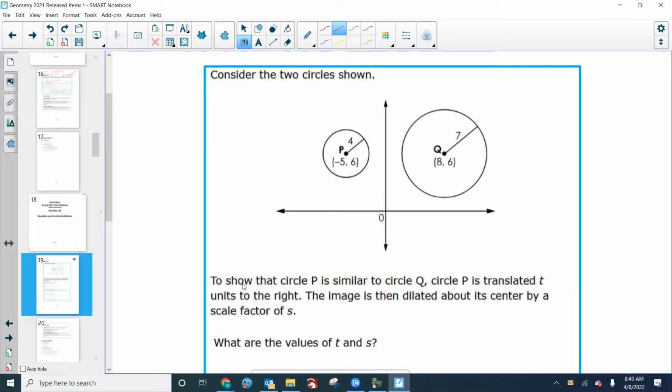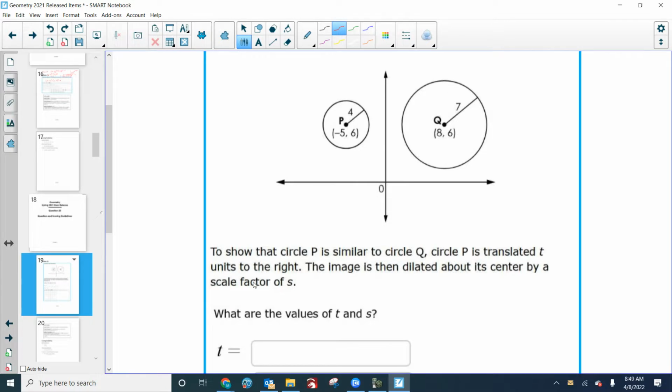T is 13. And then dilated by a scale factor of S. Do you expect S to be a number more than 1 or less than 1? More, because it's getting bigger. Agreed. We go from a radius of 4 to a radius of 7. What did you guys get for S?